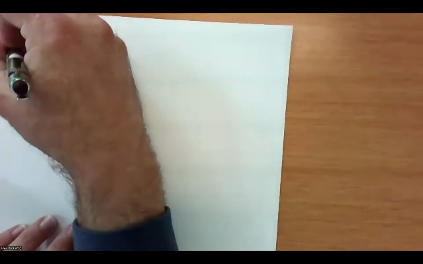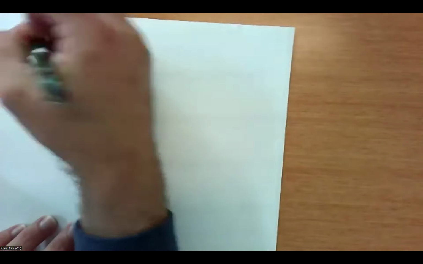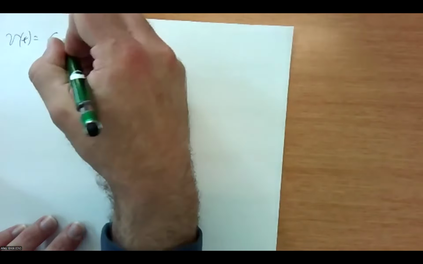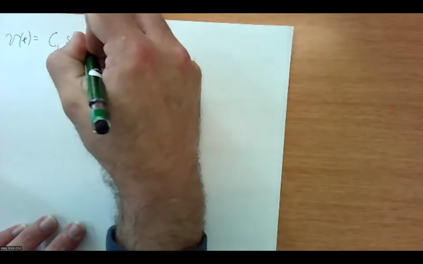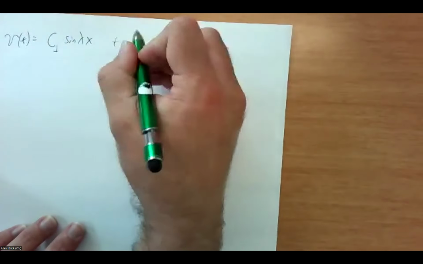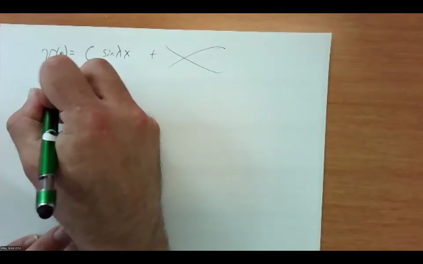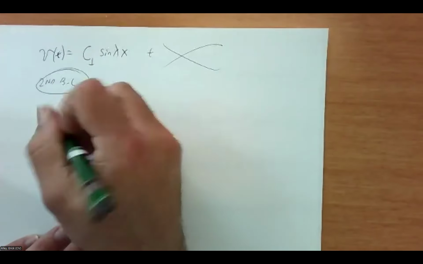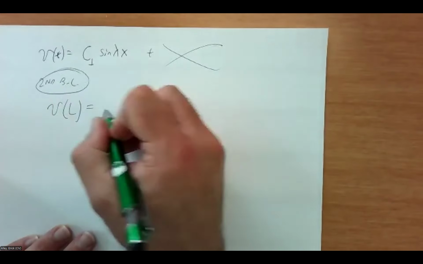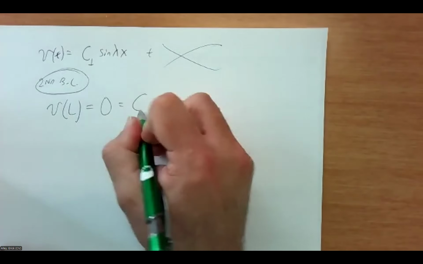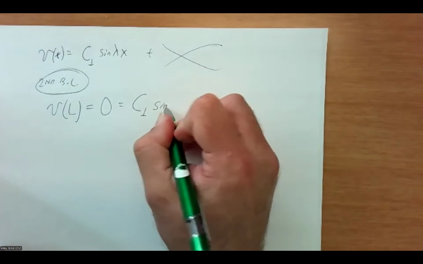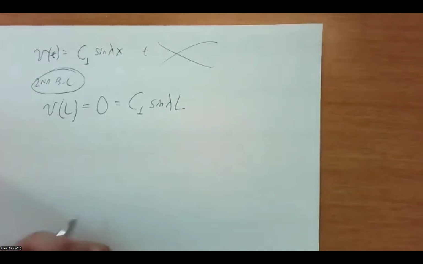So we've already gotten that V of x is going to be C1 sine lambda x, right? We took away the cosine part. All right, so this is our thing. And our second boundary condition that we have to work with is that V at L equals 0 also. That's going to be C1 times sine of lambda L.